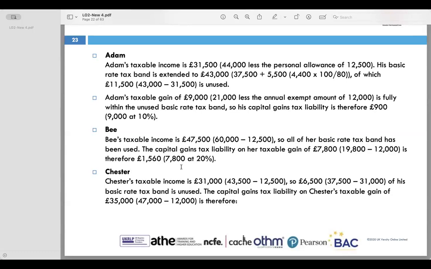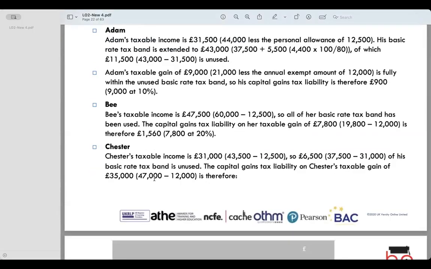When you subtract 12,500 pounds from Chester's taxable income, you get 31,000 pounds. So this means that 6,500 pounds, 37,500 pounds minus 31,000 pounds, of his basic rate tax band is still not being used.